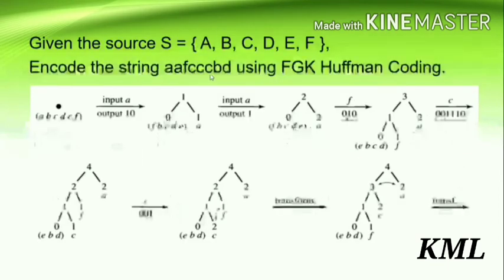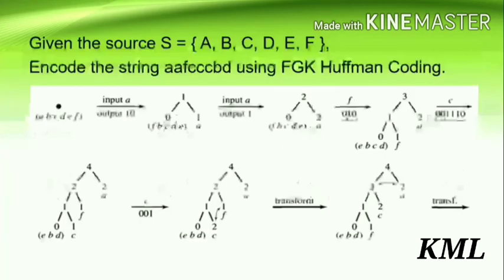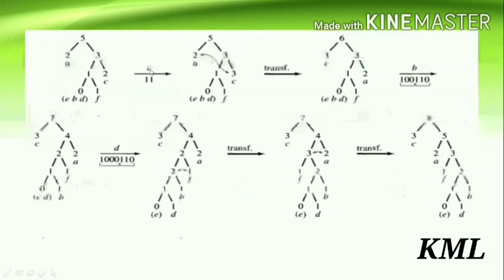So now let's process the next input. We have a C here, so let's see. Check if C is in the 0 node. C is not in the 0 node, so the second condition is satisfied. So we write the code word as the Huffman code word for C. So what is the Huffman code word for C? Here we have 2 right subtrees, so 1 1. So the Huffman code word for C is 1 1.